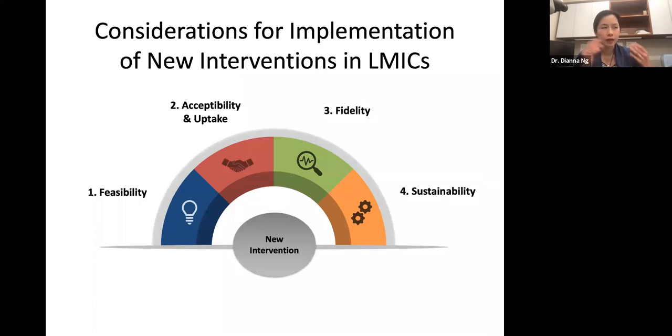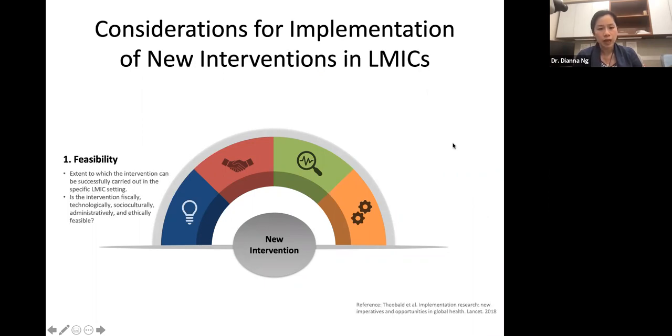Another thing that I keep in the back of my mind when I do my research and when I think about working with someone to implement some new kind of intervention are these four concepts: feasibility, acceptability and uptake, fidelity, and sustainability. In terms of feasibility, I think about the extent to which an intervention can be successfully carried out in a specific LMIC setting.